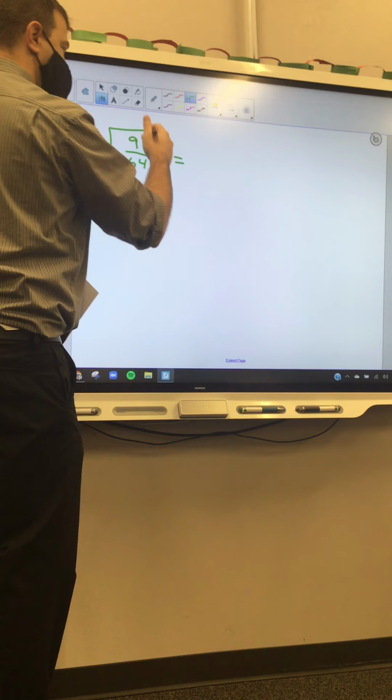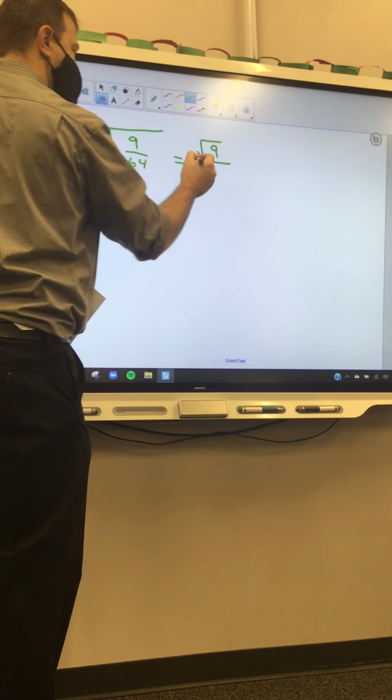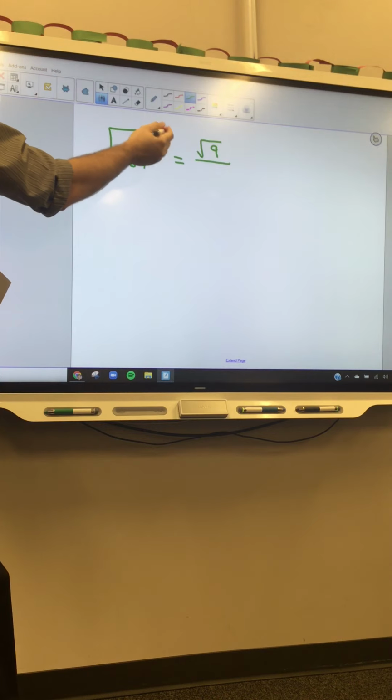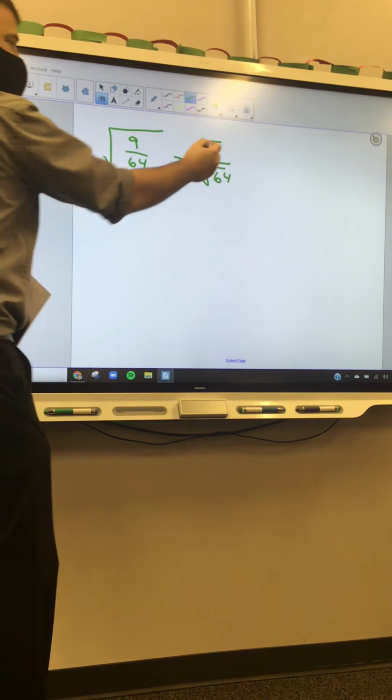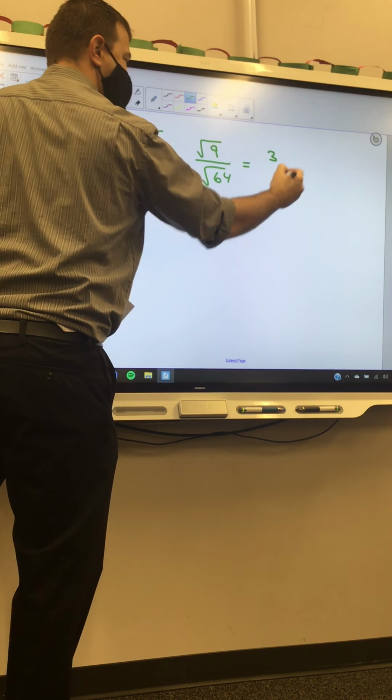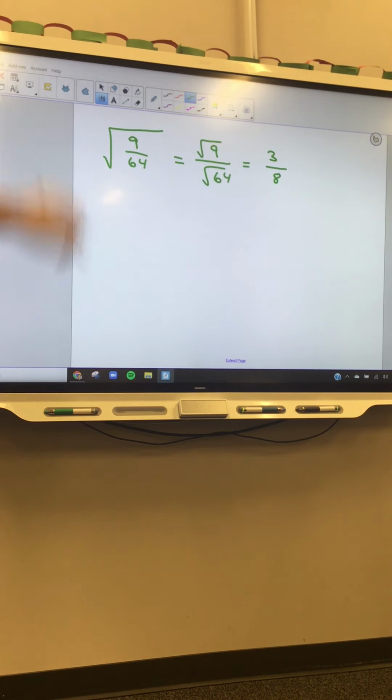Yeah, so whenever you've got a fractional piece inside the radical, it's the same as just the numerator being a radical over the denominator being a radical. Square root of 9 is 3. Square root of 64 is 8, so 3/8. Couldn't that be negative 3 over negative 8? Sure, but still those are going to cancel out, so you eventually end up with just 3/8. Are we good with that stuff?